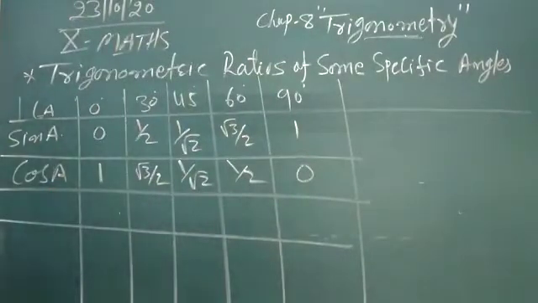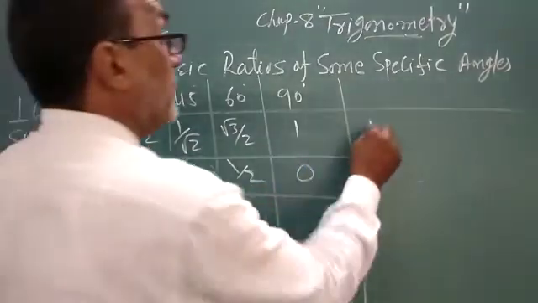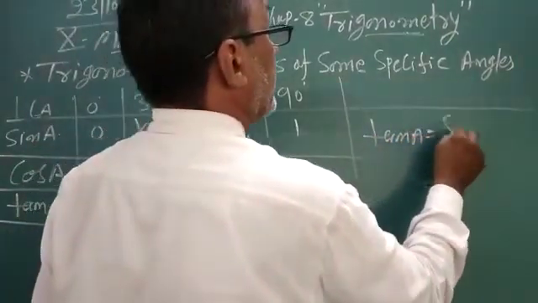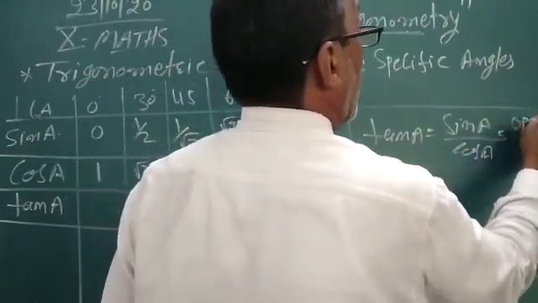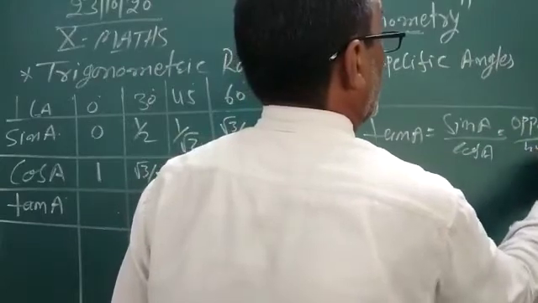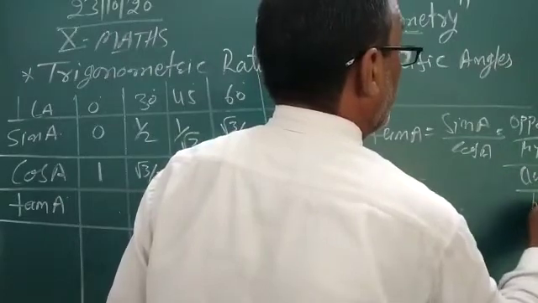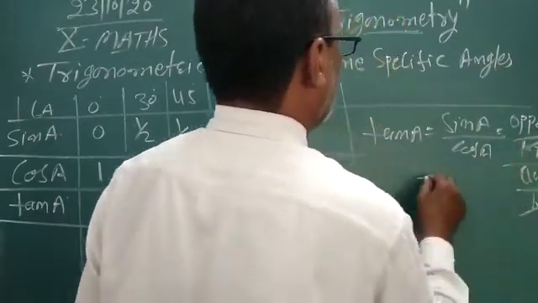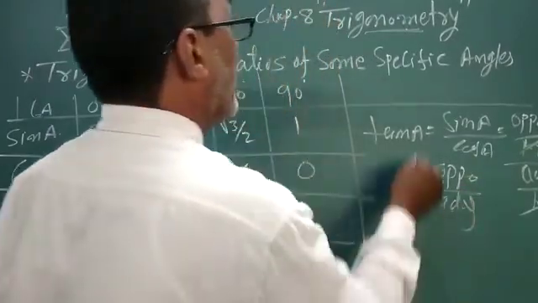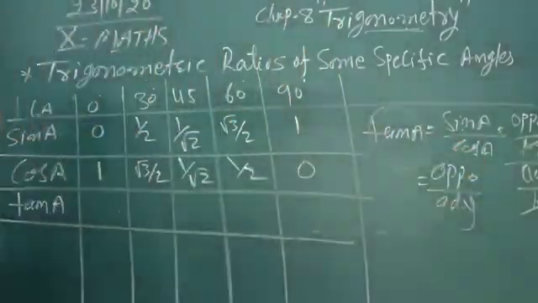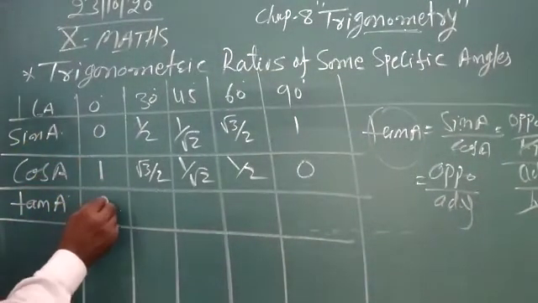Then you will write tan. You know what tan is? Tan means sine upon cos. Sine means opposite upon hypotenuse, and cos means adjacent upon hypotenuse. The hypotenuse cancels. Tan means opposite upon adjacent. It means tan A equals sine upon cos. So what is sine 0? 0 upon 1 means 0.